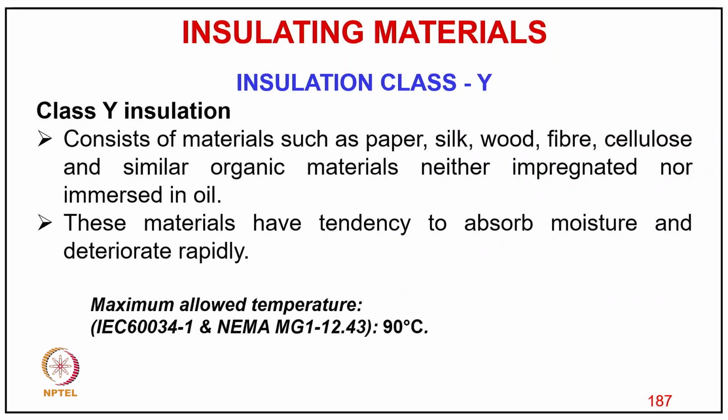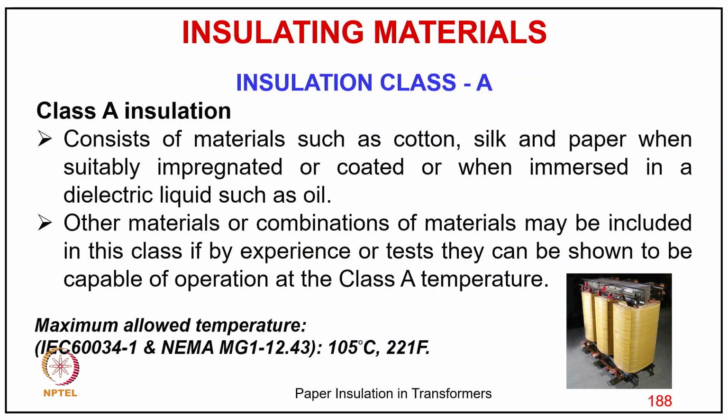Coming to the different classifications, class Y insulation consists of materials such as paper, silk, wood, fiber, cellulose, and similar organic materials, neither impregnated nor immersed in oil. These materials have a tendency to absorb moisture and rot rapidly, and the maximum allowable temperature is 90 degrees.